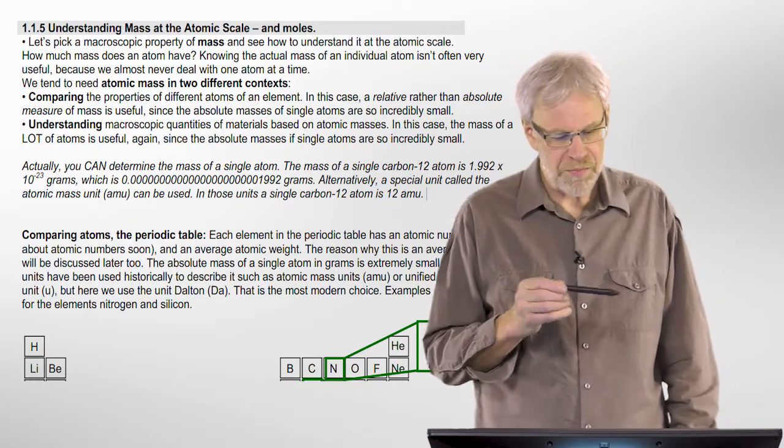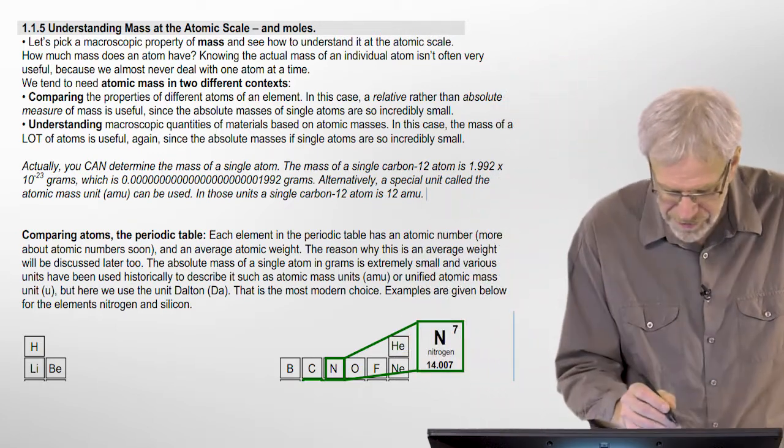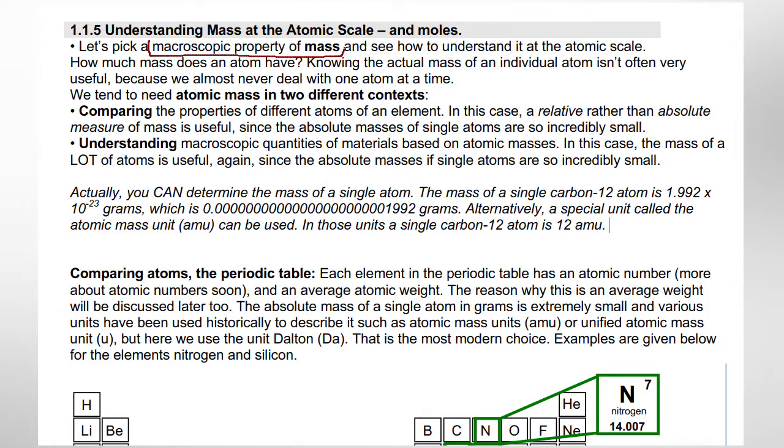And we're going to take an example of the macroscopic property of mass, for instance. And let's see how that connects to the atomic scale, and in particular, how it connects to information we can get from the periodic table. So how much mass does an individual atom have?